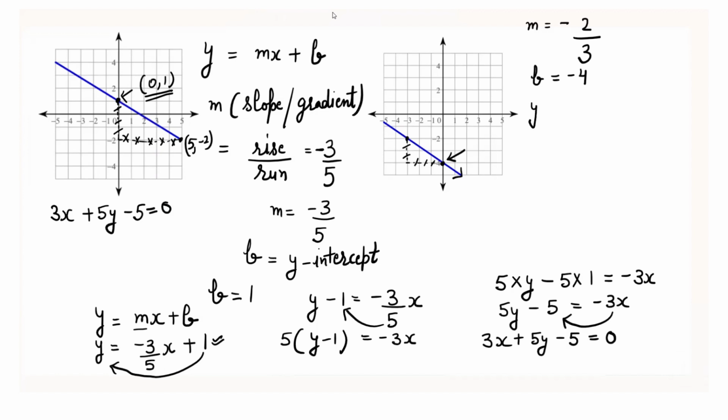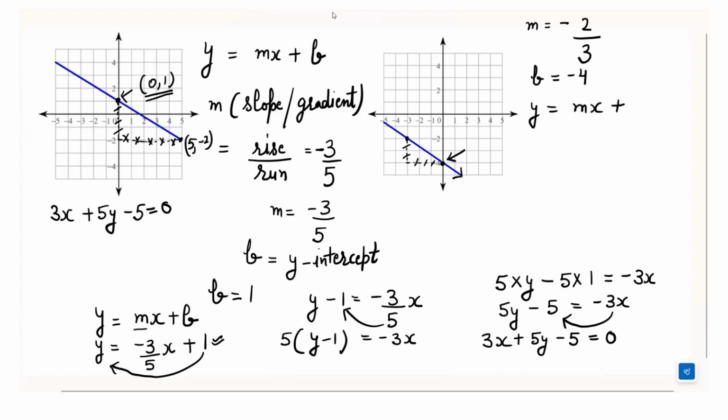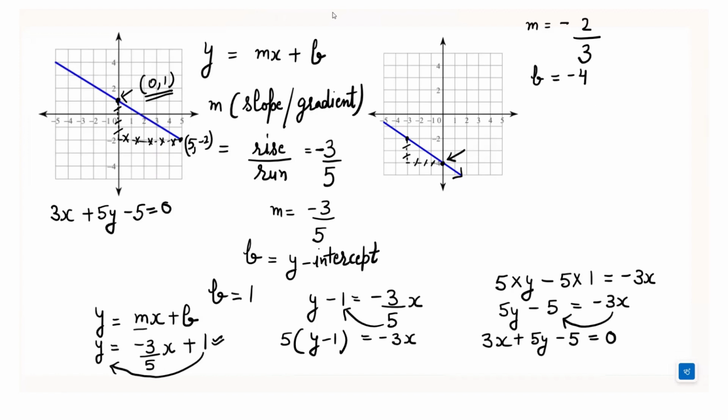So the equation is y equals mx plus b, where the value of m is negative 2 over 3 and the value of b is negative 4. So first we will take this value to this side. We'll get y plus 4 is equal to negative 2 over 3x.